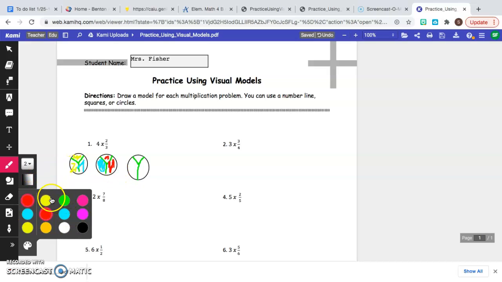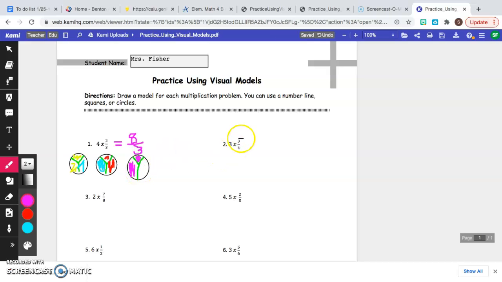So let me get another color, which would be purple. All right. So see here, we're counting by 2s. 2, 4, 6, 8. So the answer would be, remember, you're only multiplying that whole number by the numerator. The denominator stays the same. So it would be 8 over 3. Wow. It's all right. So again, just try your best. All right, I'm going to change my color back.